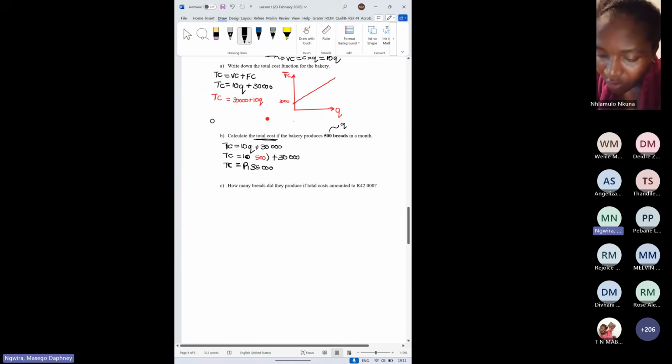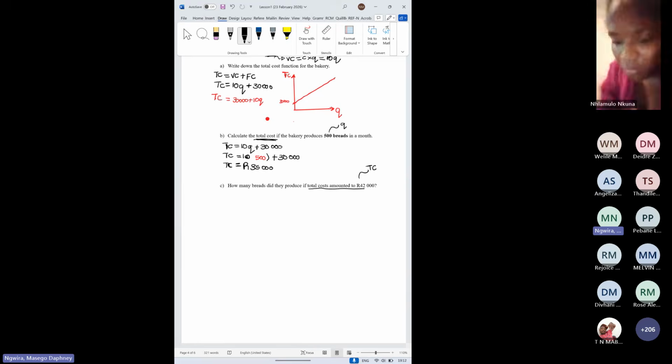And then they're asking how many braids were produced given the total cost. So what are they saying? Now we are given the total cost, so this one is my TC. For this question, I'll be using the function of total cost to calculate whatever they're looking for. They want to know, if your total cost is 42,000 rands, how many braids will be produced? Here we're given the total cost, so we want to see how many braids will be produced if we have a total cost of 42,000.